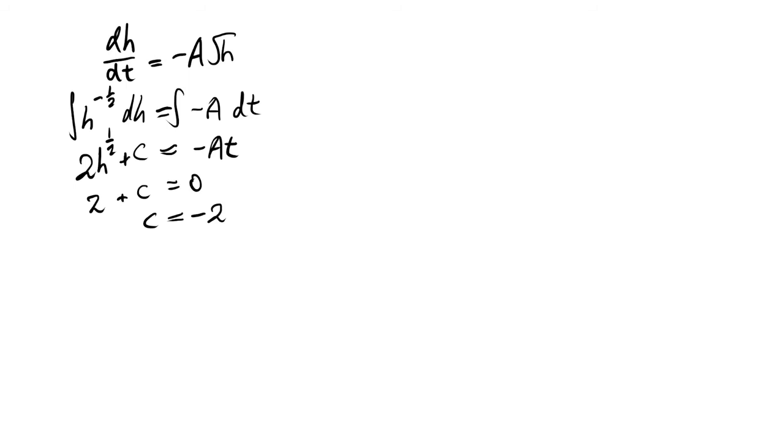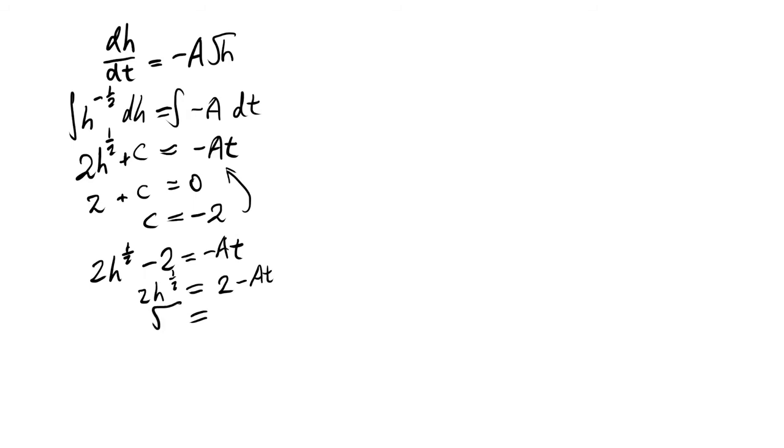and therefore if you substitute this back into the original, you get 2h to the half minus 2 is minus at. And you just need to do rearrangement. Now you get 2 take at is 2h to a half, and you can divide both by 2 to get root h is 1 take half at, and therefore if you square both you get the given solution. So that's pretty much just algebra.